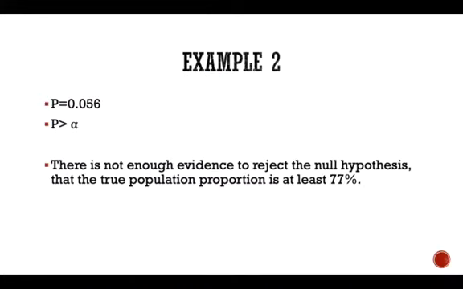Because p was greater than alpha, what would we say? There is not enough evidence to reject the null hypothesis. We cannot support the claim that the value is less than 77%. We can't say that it's not at least 77%. Again, we're not saying that it is. When I fail to reject, we're saying that we can't prove that it's not.